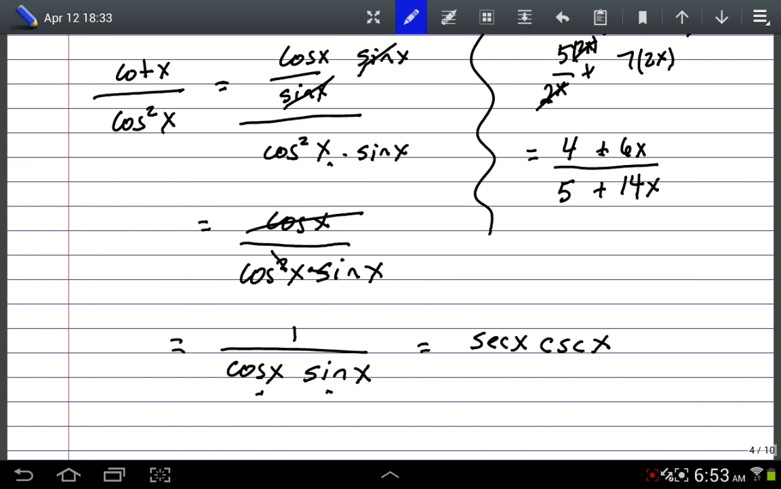Now, just to give you a hint, I think one of your problems that you're going to do, you're going to wind up maybe with a 2 in the numerator. So what if I had a 2 in the numerator? Then my answer would just be 2 secant x cosecant x. Okay, if there was any other number, that number would just go in the front right here.